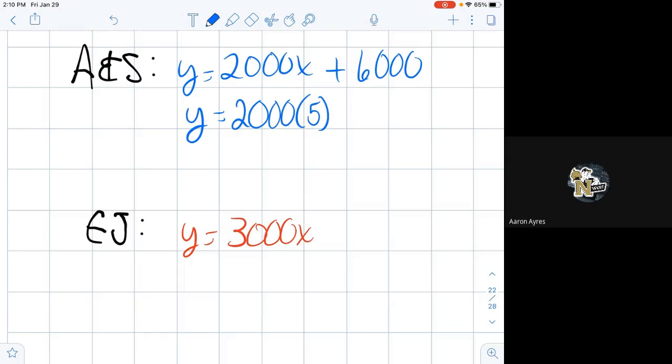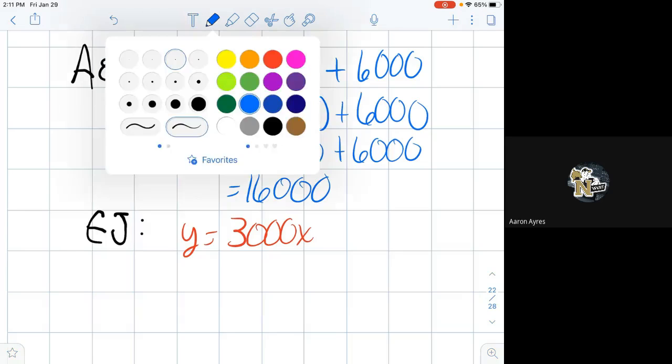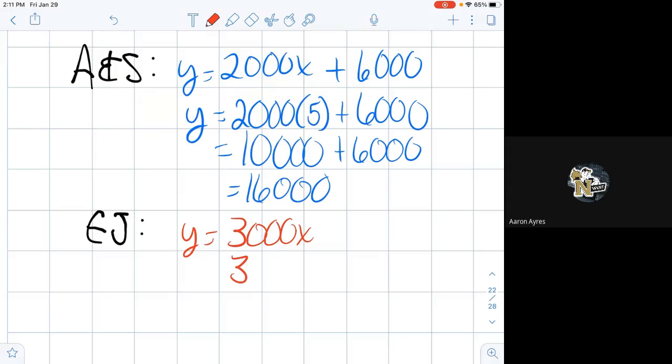Because you do 2,000 times 5, correct? What is 2,000 times 5? You're good. Looks good to me. Still 16,000. Okay, let's roll again for somebody else. Oh, I got doubles this time. Let's pick Peyton. Okay, Peyton, X is 5, right? So what's 3,000 times 5?